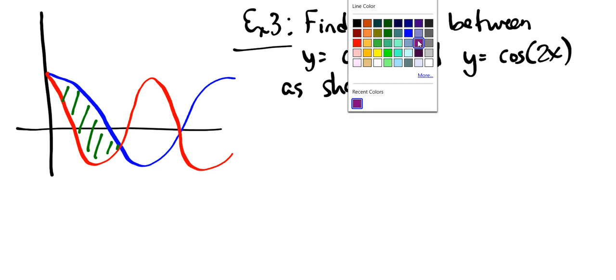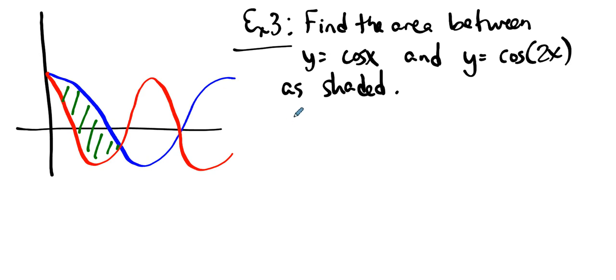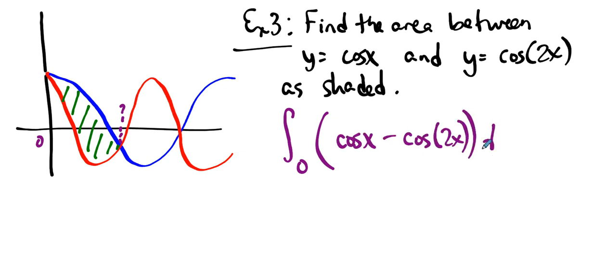which appears to be the integral from 0 to wherever that is of blue minus red dx, top minus bottom from left to right. Where is that? Well, that depends on how good your trigonometry instructor was in high school. Setting cosine x equal to cosine 2x, this turns out to be 2 pi over 3.